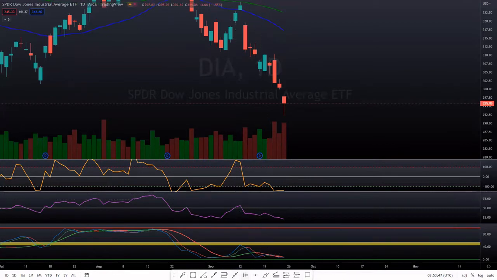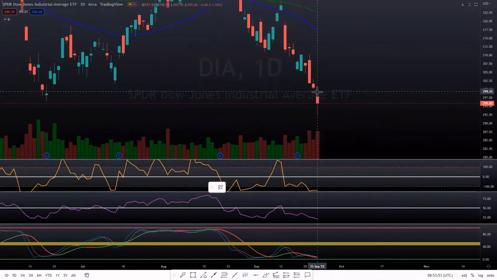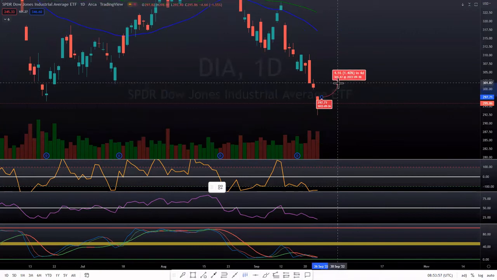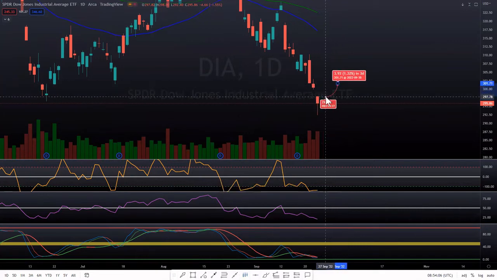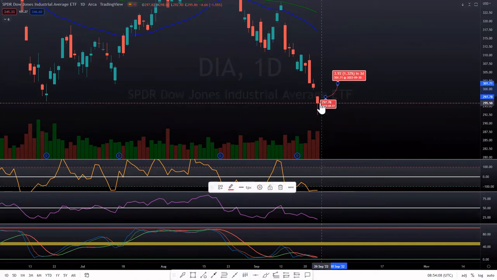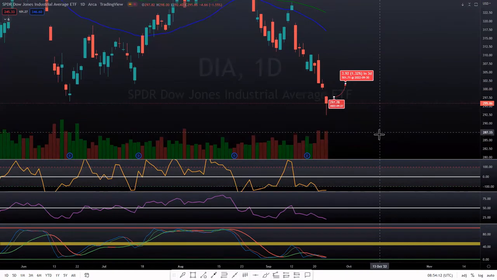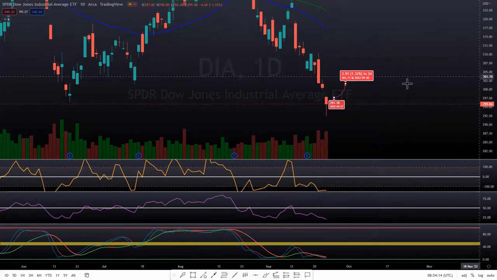For Dow Jones Industrial, definitely gonna close this gap here. Right, we got a gap on the upside, but I'm not gonna go too high on this one in particular. I'm gonna go to $302, $301.79. Right, trading for Monday. So we're looking at about $3, $4 for the upside.